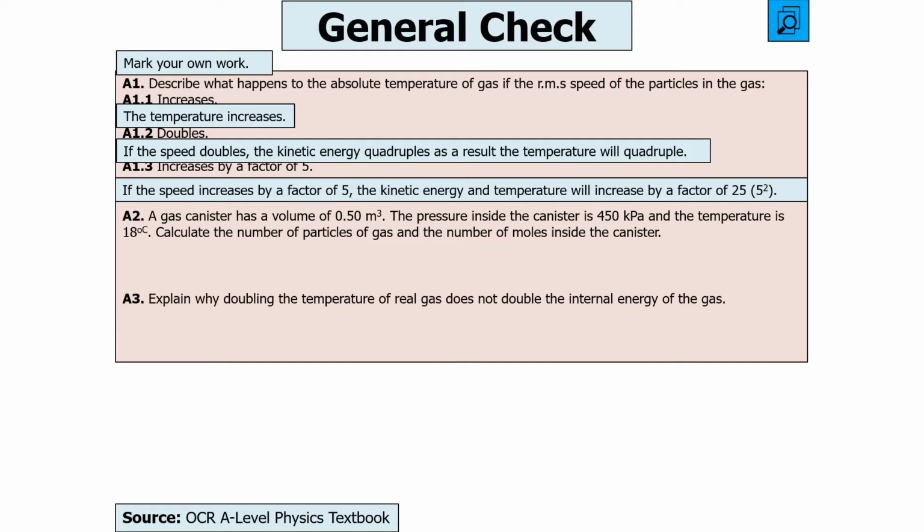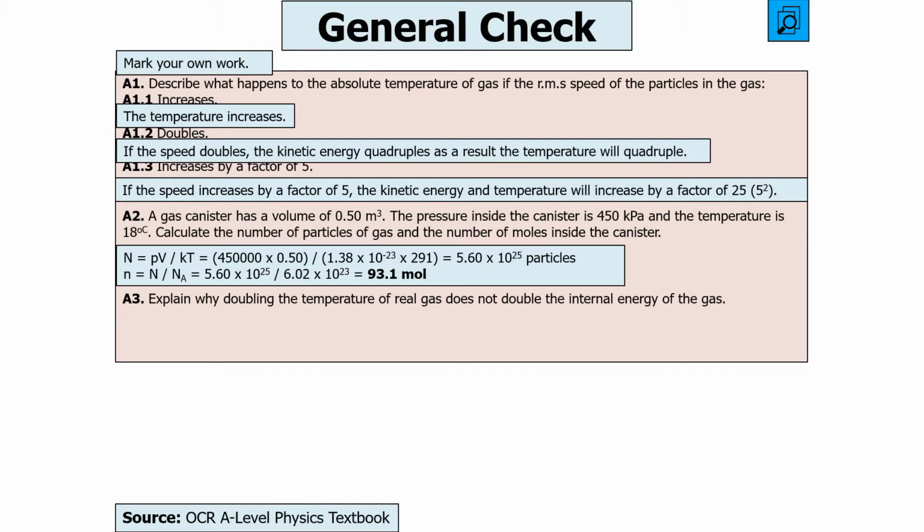Now in the next question, we can work out the value here by saying PV equals NkT. That's another ideal gas equation. So N equals PV over kT. Remember, P is in pascals, not kilopascals, so you can pop in all those values, convert 18 degrees Celsius into kelvin, so you get 5.6 times 10 to the 25 particles. Divide that by Avogadro's constant, the number of particles in 1 mole, to work out the number of moles, so you get 93.1 moles.